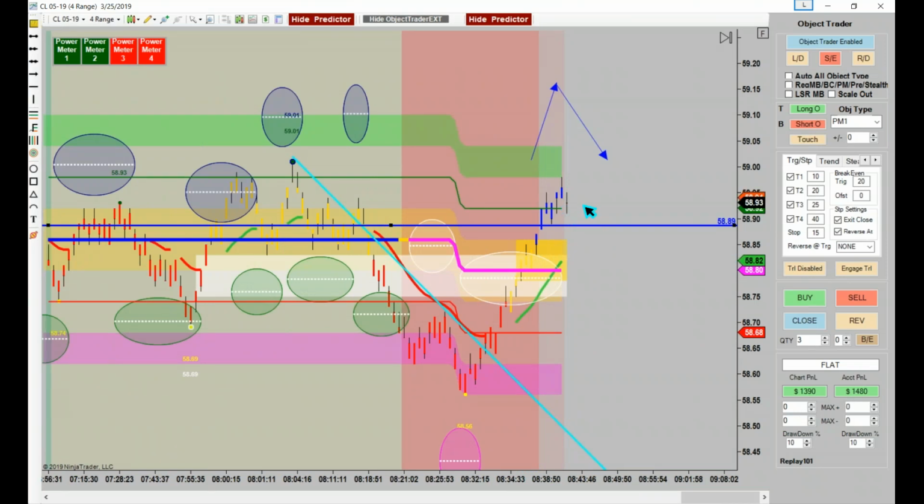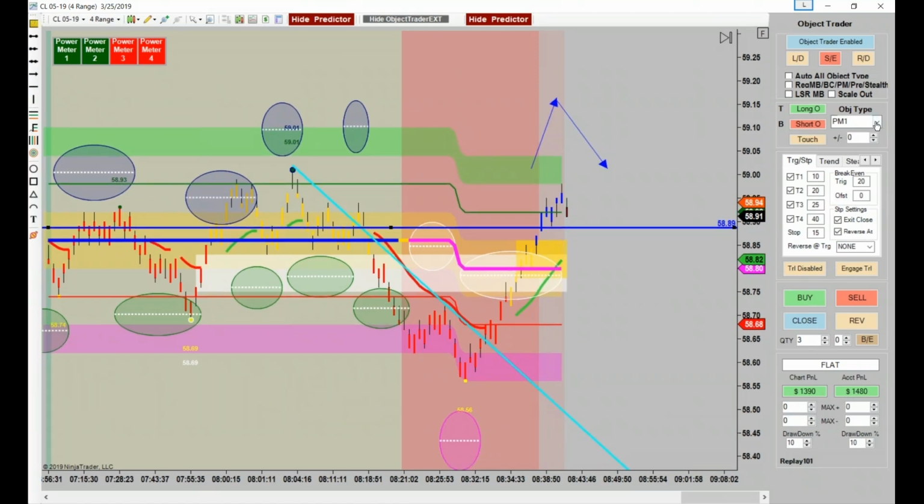So if you're not quite as aggressive on it, yes, you could definitely wait for power meter to change, or you could even turn on stealth. Okay, now stealth is actually a pretty good little tool, but keep in mind stealth isn't going to get you in as quick as power meter will.